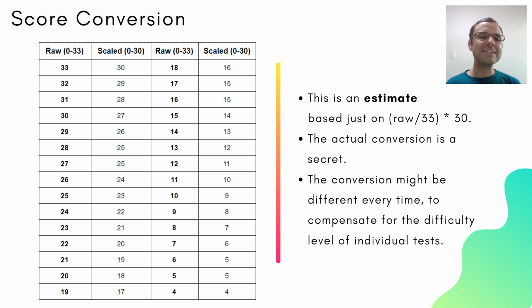What I mean is, if the test is really, really hard one day, then they'll be more generous with the conversion. Like maybe you could still get 30 points even if you made one mistake. On the other hand, if the test is really, really easy and everyone does really good, then the conversion is less generous. And if you want to get a perfect 30 on your score report, you can't make any mistakes.